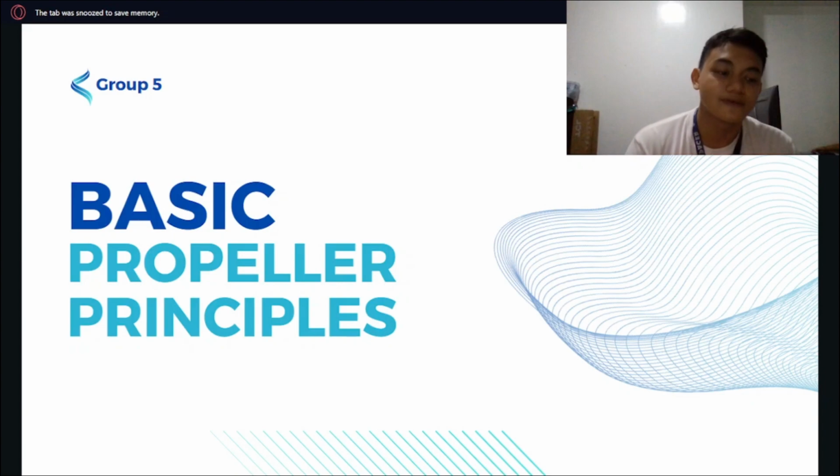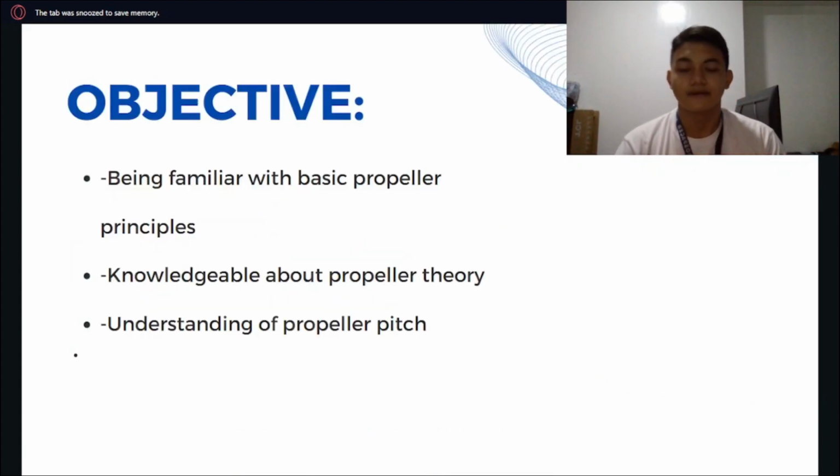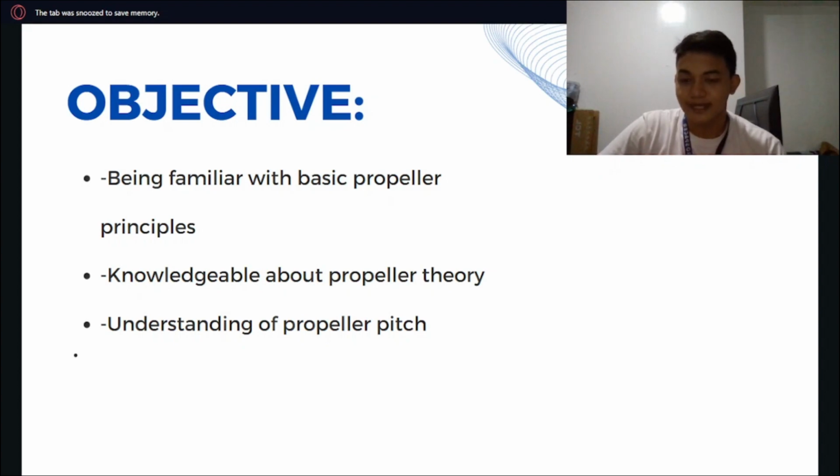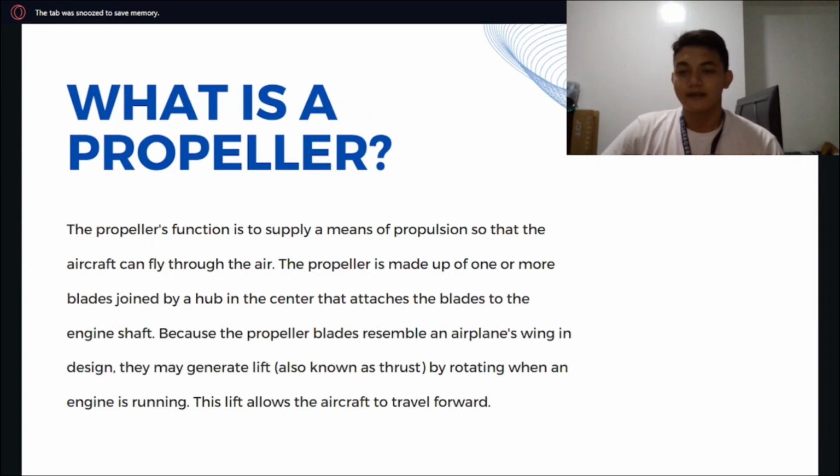We're here today to discuss basic propeller principles. First, our objectives are being familiar with the basic propeller principles, being knowledgeable about propeller theory, and understanding of propeller pitch. First off, what is a propeller?